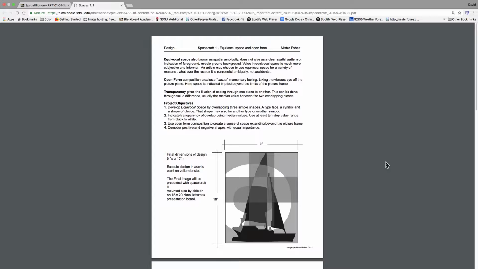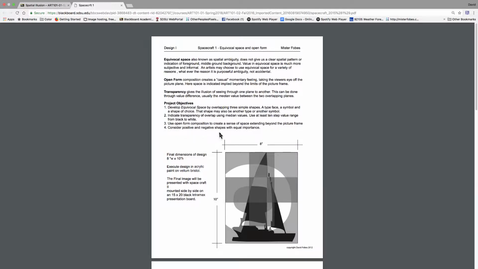So we're going to do equivocal space and we're going to do spatial illusion. So in this project, we're going to use overlapping shapes, and you're going to pick a typeface or a letter form, a symbol, and a shape of choice. And that shape may also be another type or another symbol. You're going to create the illusion of overlap by using median values. So we did that in our value scale project. You're going to use open form composition and extend the composition beyond the picture frame.